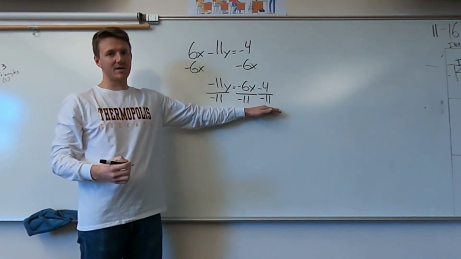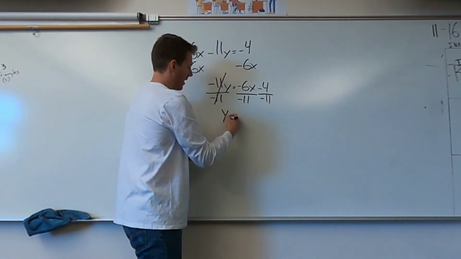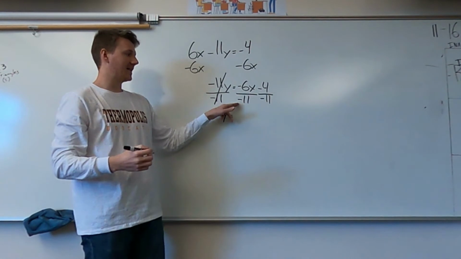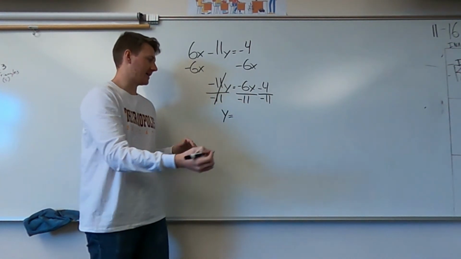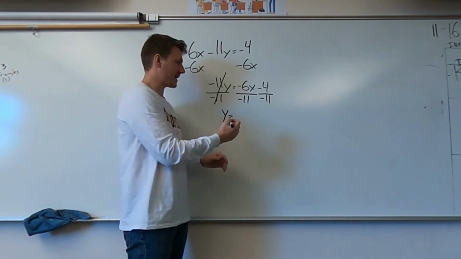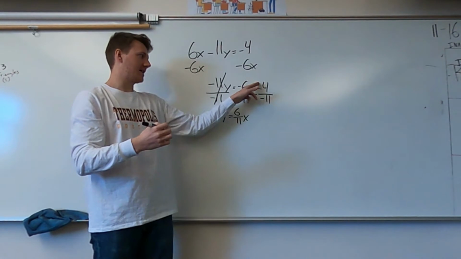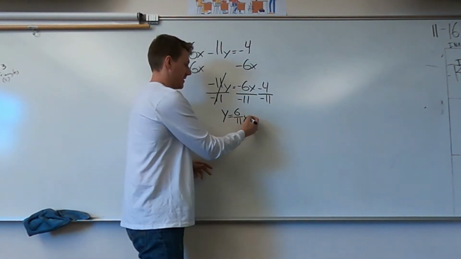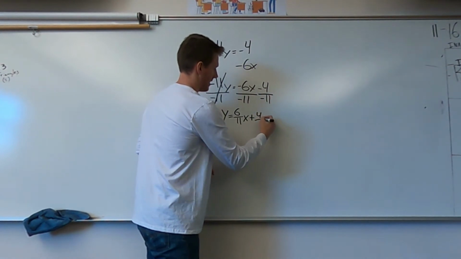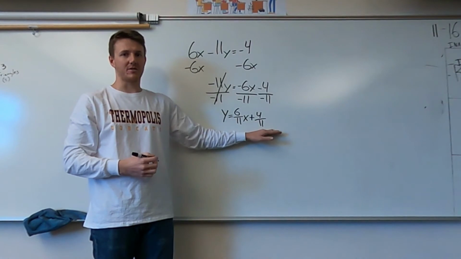So if we divide everything by negative 11, these will cancel, leaving us with y on this side. A negative divided by a negative will give us a positive, and 6 divided by 11 is not an integer solution, so we can leave it as a fraction. And then same thing, a negative divided by a negative is a positive. 4 over 11 does not simplify, so we'll leave that as a fraction as well. And this is our equation in slope-intercept form.